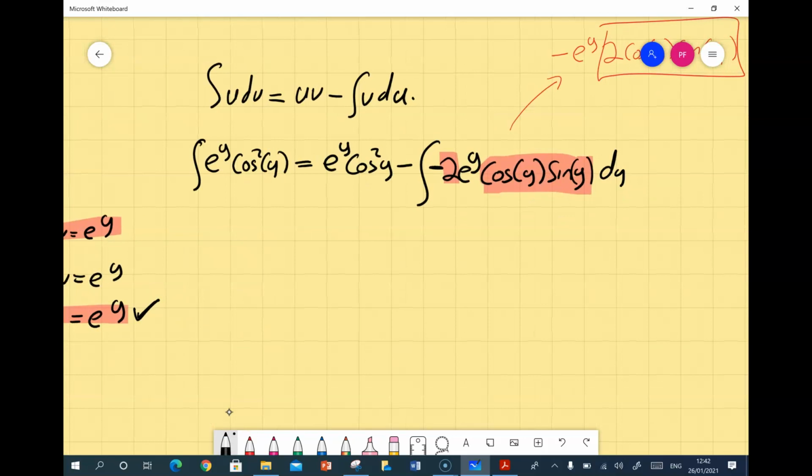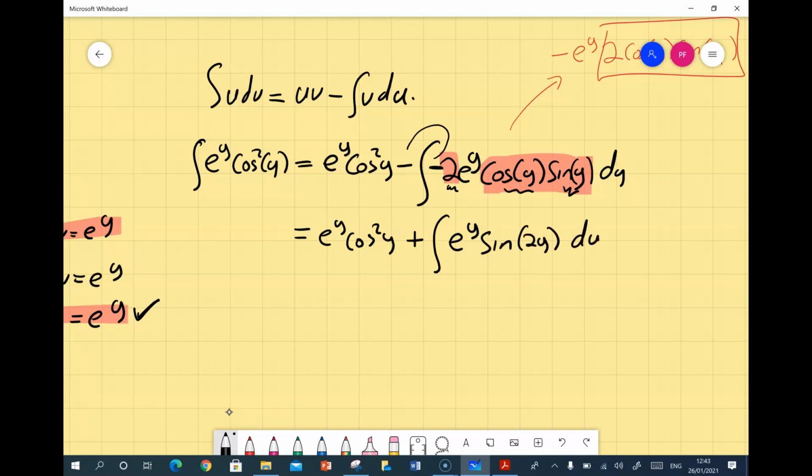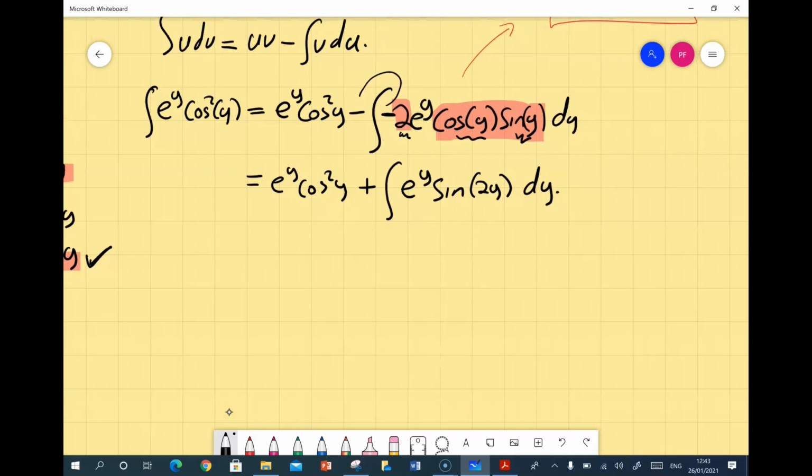So I have my e to the power of y cos squared y. Now I've got minus minus, so I'm going to make that a plus. I've got my e to the power of y, but now my 2 cos y sine y I can say is sine 2y according to that formula. That's a little easier. So now there's going to be a double integration by parts to help us solve this part. So let's take a departure from our main integral for the moment to get this integral here.